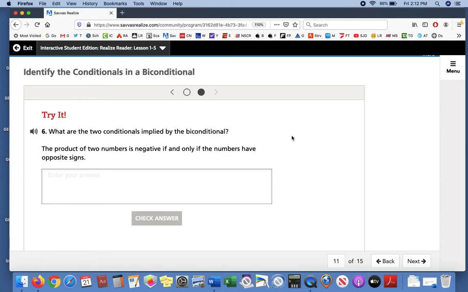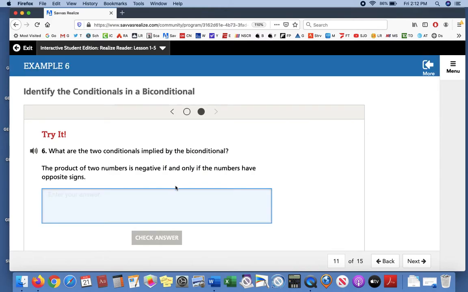The product of two numbers is negative if and only if. Love it when they do that. They give me the if and only if. So I know the two conditionals will be if, this first part, if the product of two numbers is negative, then the numbers have opposite signs.